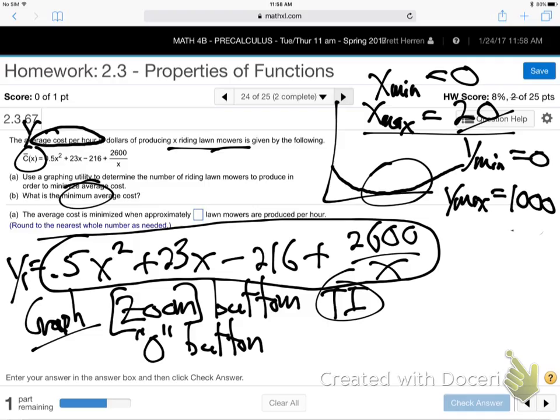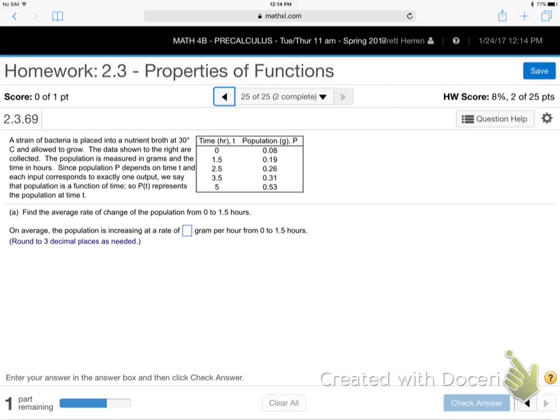Okay? All right, are we good with that? That's probably a lot of time on the graphing calculator. No, we need to go to something else. All right. Let's. All right, so here we go.